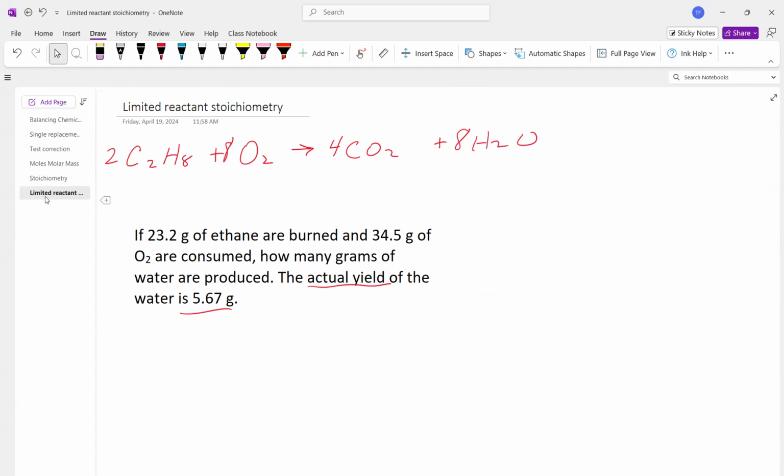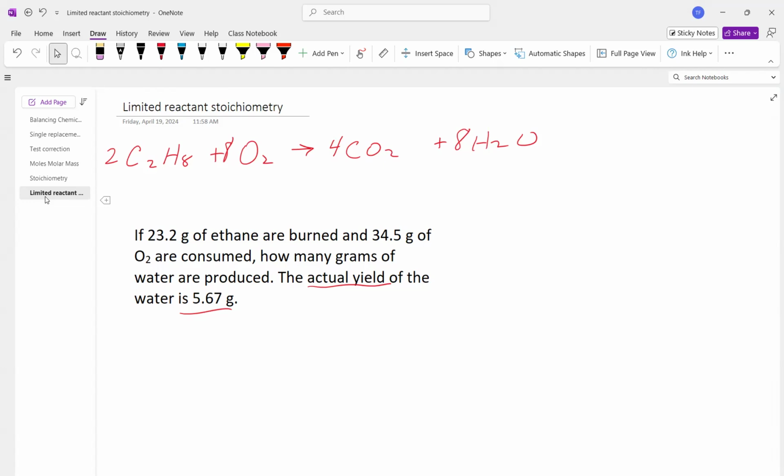It gives me grams of ethane and grams of oxygen. Two givens. What are we supposed to do? How are we supposed to work this problem? Which given do we use? That's step number one: which given are we to use, the ethane or the oxygen given?